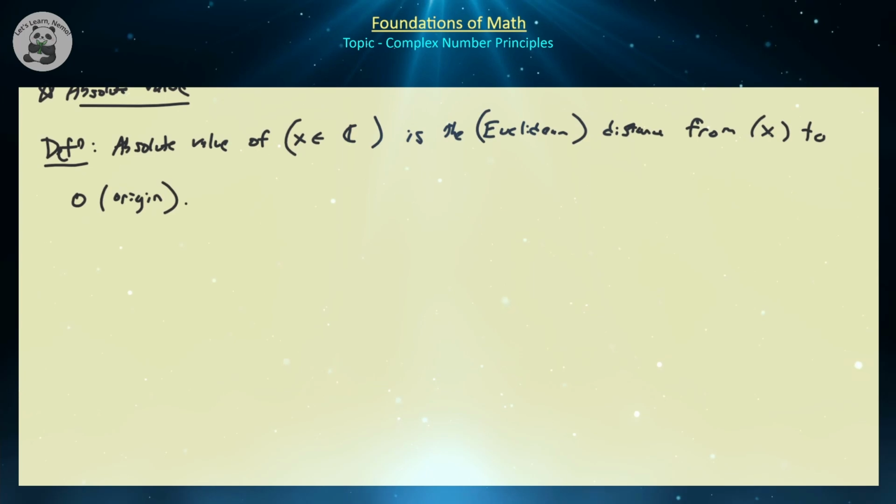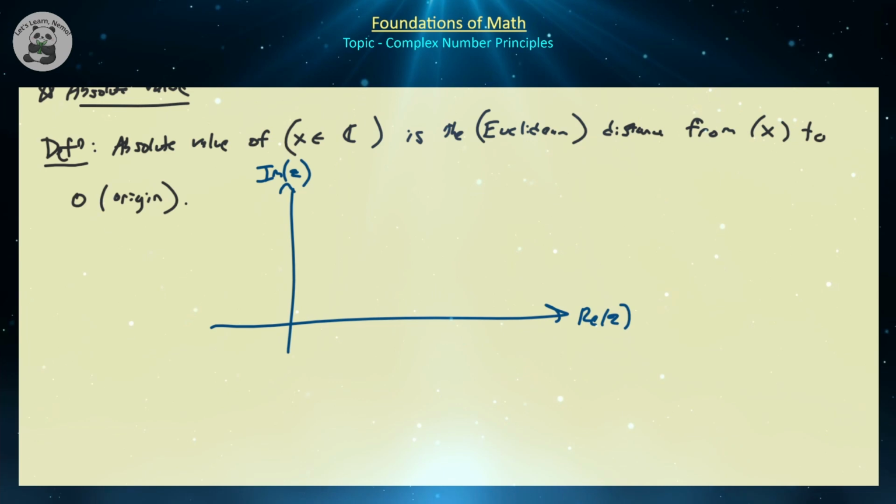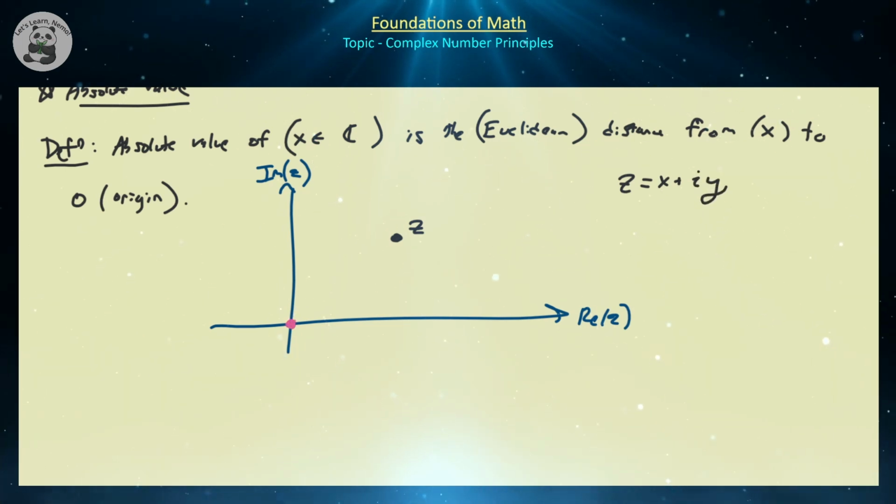So if we sort of draw a picture of what's going on here, right? Keep in mind, this is going to be the real part of a complex number. This is going to be the imaginary part of a complex number. Let's assume that we have some complex number over here, z, and let's assume that z is equal to x plus iy. So if we connect the origin to this number z, this distance would be the absolute value of z, right? So exactly how do we find that?